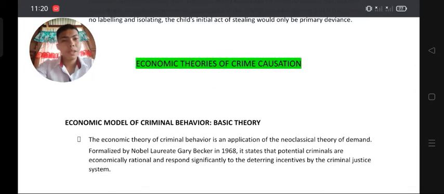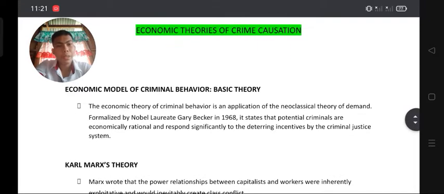The fourth topic is economic theories of crime causation. Under the economic theories of crime causation is the economic model of criminal behavior, the basic theory. It states that the economic theory of criminal behavior is an application of a neoclassical theory of demand, formalized by Nobel laureate Gary Becker in 1968. It states that potential criminals are economically rational and respond significantly to the deterring incentives by the criminal justice system.